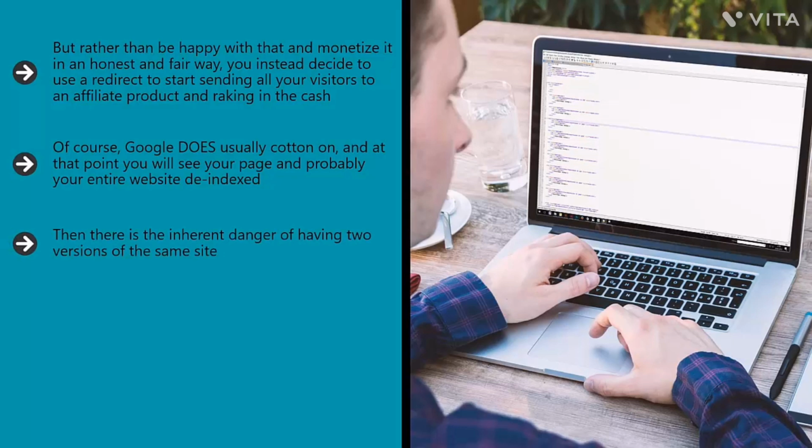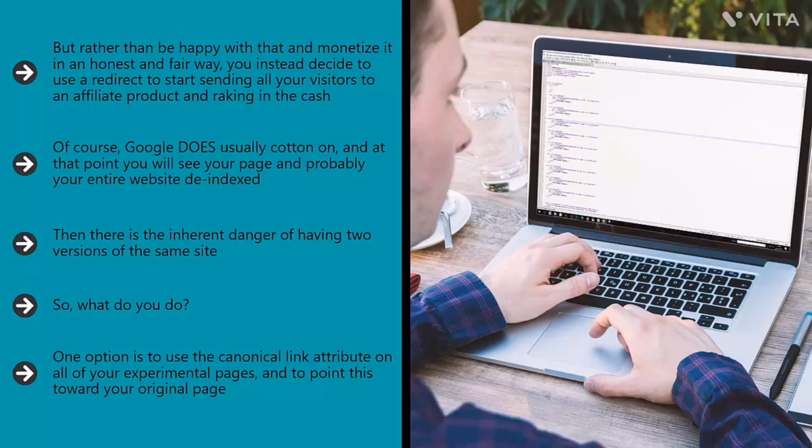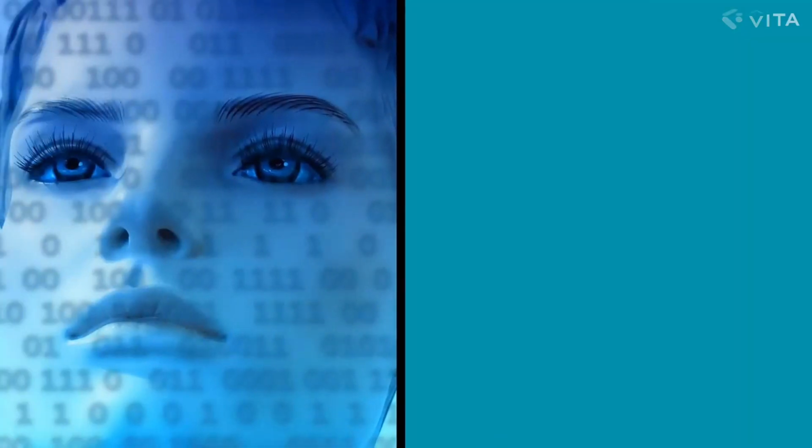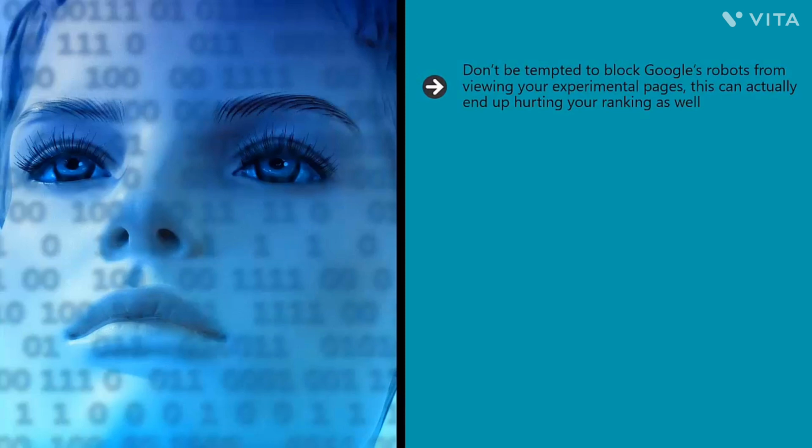Then there is the inherent danger of having two versions of the same site. Google might see this as spammy, it might see this as confusing, whatever, it could hurt your ranking. So what to do? One option is to use the canonical link attribute on all of your experimental pages and to point this towards your original page. This tells Google's robots which page is the original, and that ensures that it will understand what's going on and see that you're not trying anything fishy. Don't be tempted to block Google's robots from viewing your experimental pages. This can actually end up hurting your ranking as well.